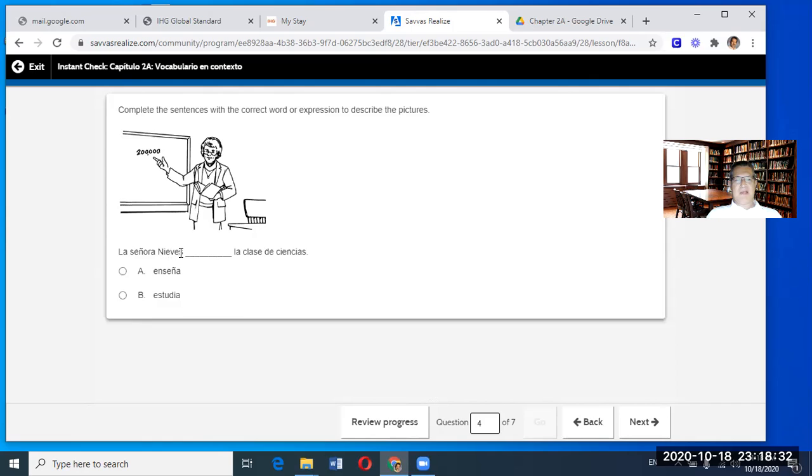La señora Nieves blank la clase de ciencias. Mrs. Nieves blank the science class. So what does she do? She studies, estudia, or teaches, enseña. Mrs. Nieves, la señora Nieves enseña la clase de ciencias.